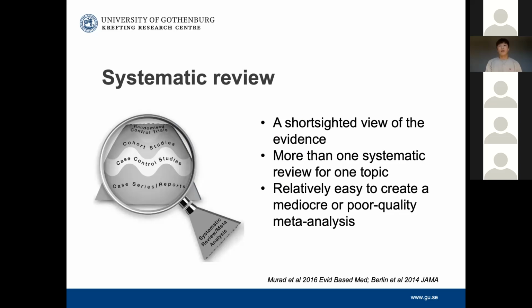We also found that for one specific topic, usually there's more than one systematic review available, which makes it quite difficult for clinicians or researchers to decide which one they should believe, especially when these systematic reviews make different conclusions. So it would be quite confusing. And the last one, and also a very important one, is that empirical evidence has found that it's very easy to create a poor quality systematic review and meta-analysis.